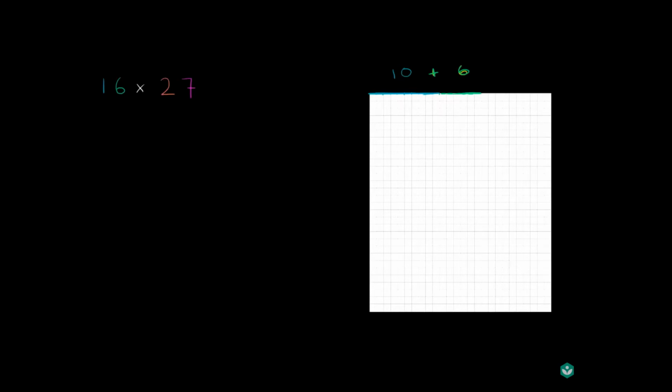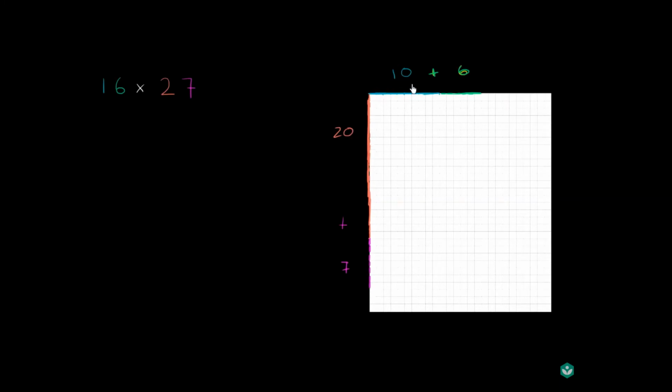Now let's think about 27. Well, we already know that the 2 in the tens place is representing 20, so let's count off 20. 1, 2, 3, 4, 5, 6, 7, 8, 9, 10, 11, 12, 13, 14, 15, 16, 17, 18, 19, 20. So up until that point, this line has a length of 20. But we're not just talking about 20, we're talking about 27. So it's 20 plus 7. So let's count off 7 here. 1, 2, 3, 4, 5, 6, 7.